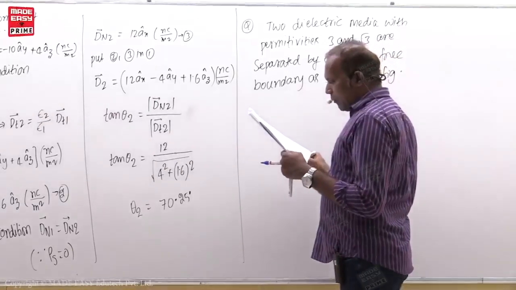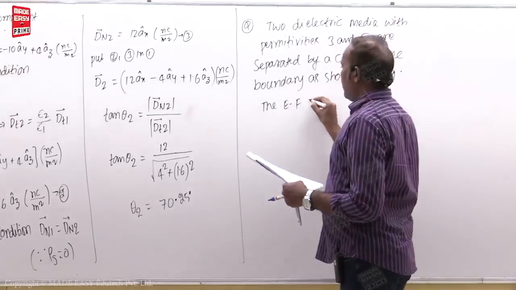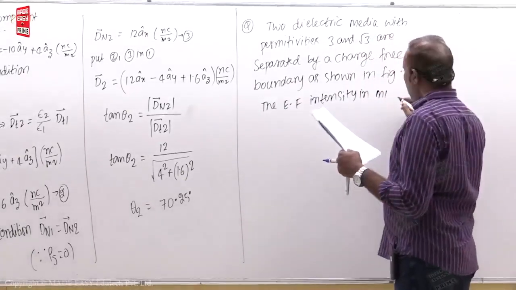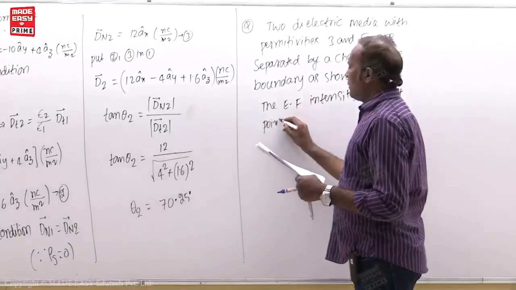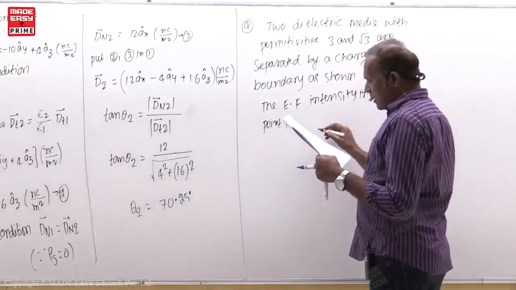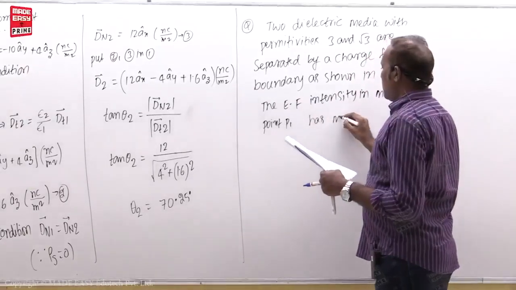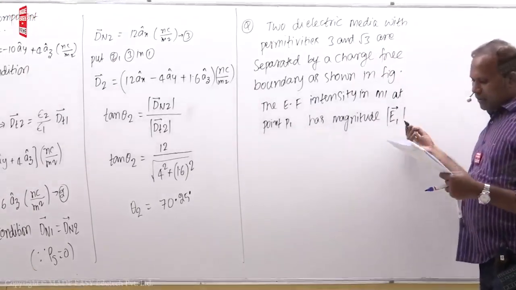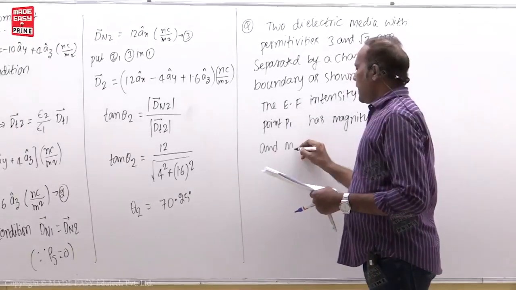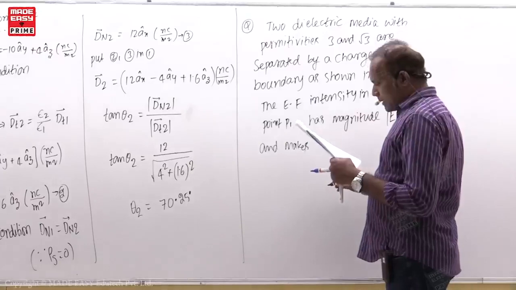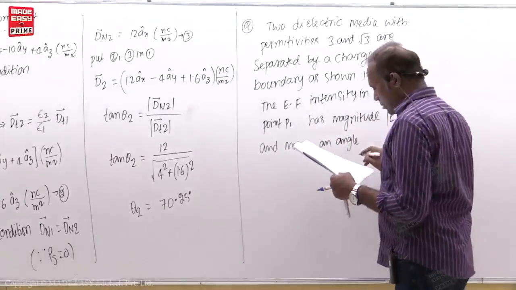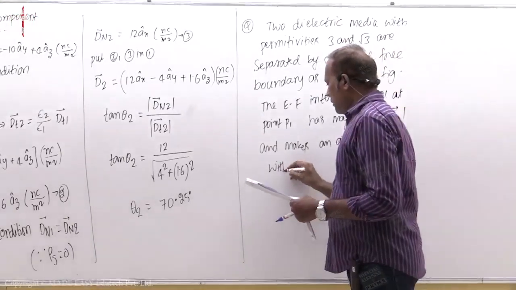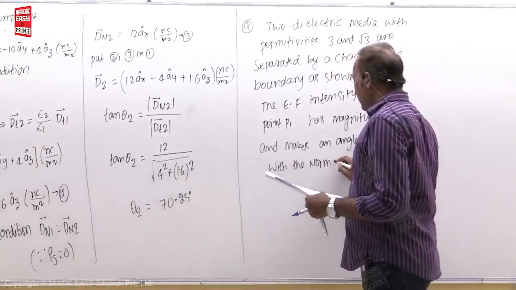The electric field intensity in medium 1 at point P1 has a magnitude, given E1, I am putting as modulus of E1 bar, and makes an angle alpha 1 is equal to 60 degrees with the normal. That means with the normal, normal unit vector to the boundary.